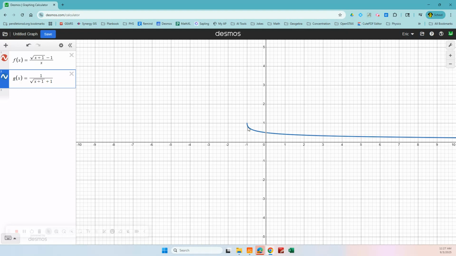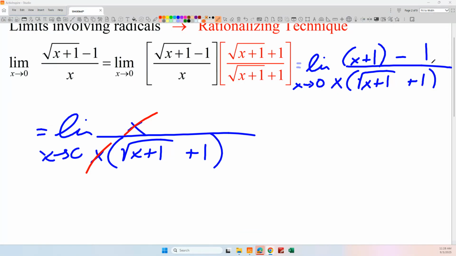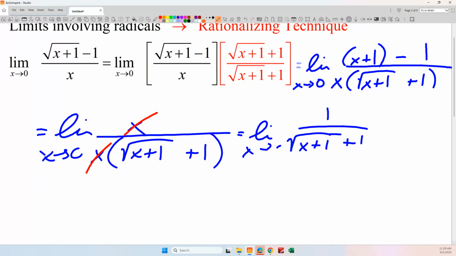But look at the blue one. It exists at 0. And we can see what the answer is going to have to be. It's going to have to be 1/2, isn't it? Okay? Was the limit of 1 over square root of x plus 1 plus 1 as x goes to 0. In my limit, as x goes to 0, that term disappears, and I just get 1 over the square root of 1, which is 1, plus 1.